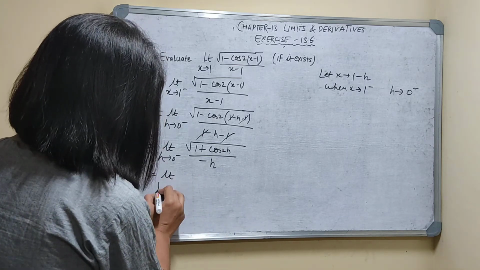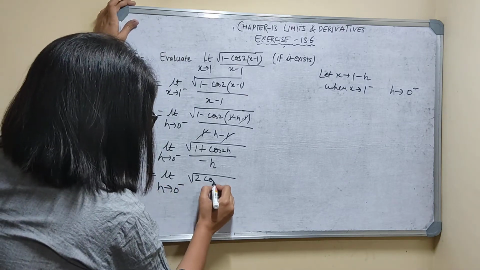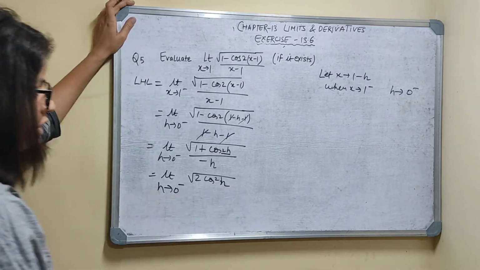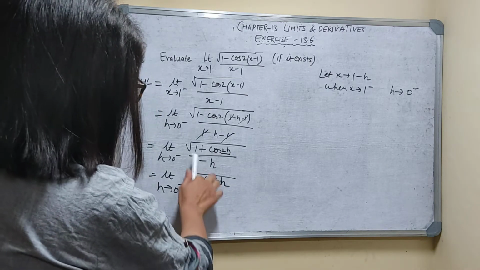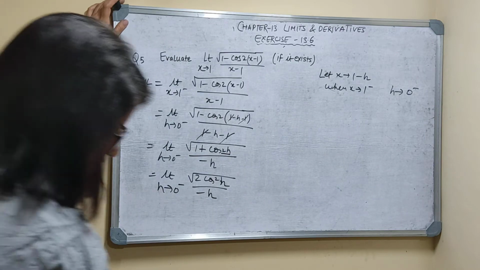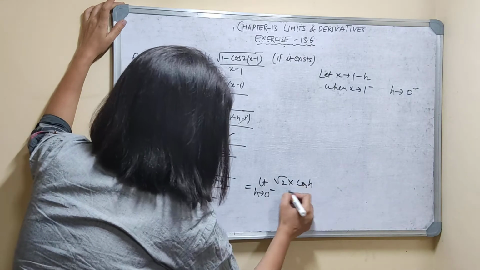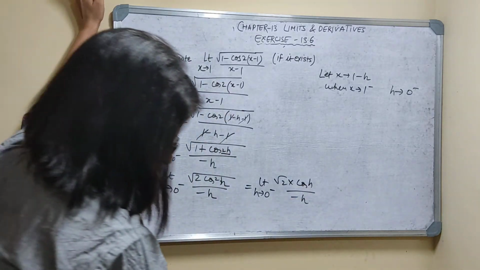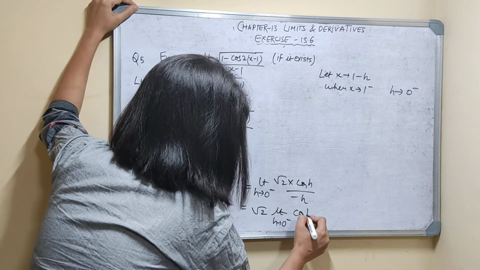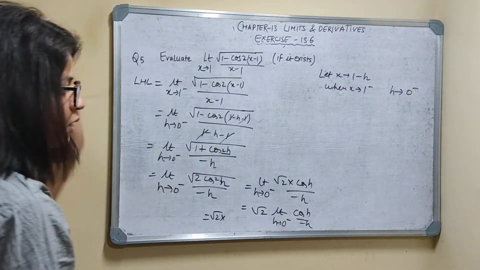So limit h tends to 0 minus, root of 1 plus cos 2x, that is 2 cos square x. Here it is 2h, so 2 cos square h. 1 plus cos 2 theta is equal to 2 cos square theta. So 1 plus cos 2h is equal to 2 cos square h upon minus h. So limit h tends to 0 minus root 2 cos h upon minus h. If I take root 2 outside, you will get root 2 into limit h tends to 0 minus cos h upon minus h.